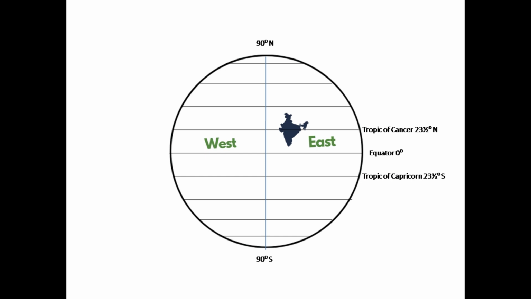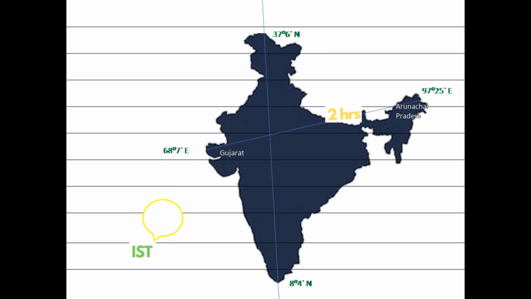From the global perspective, India falls in the eastern hemisphere and the Tropic of Cancer almost passes through its center. From south to north, it extends from 8 degree 4 north to 37 degree 6 north latitude. And from west to east, it extends between 68 degree 7 east and 97 degree 25 east longitude. India has a long extent of 29 degree, that is approximately 30 degree.